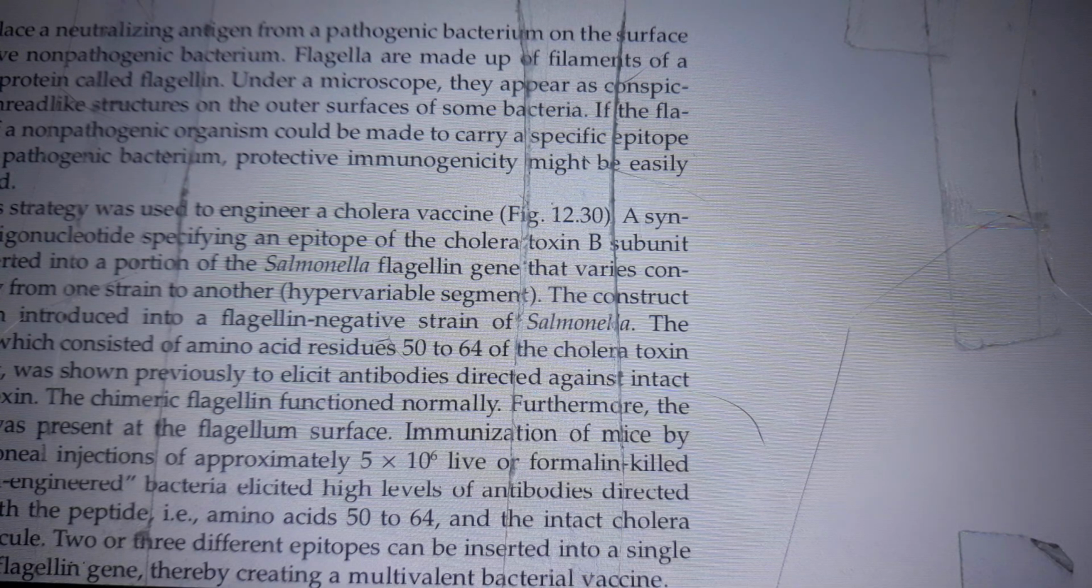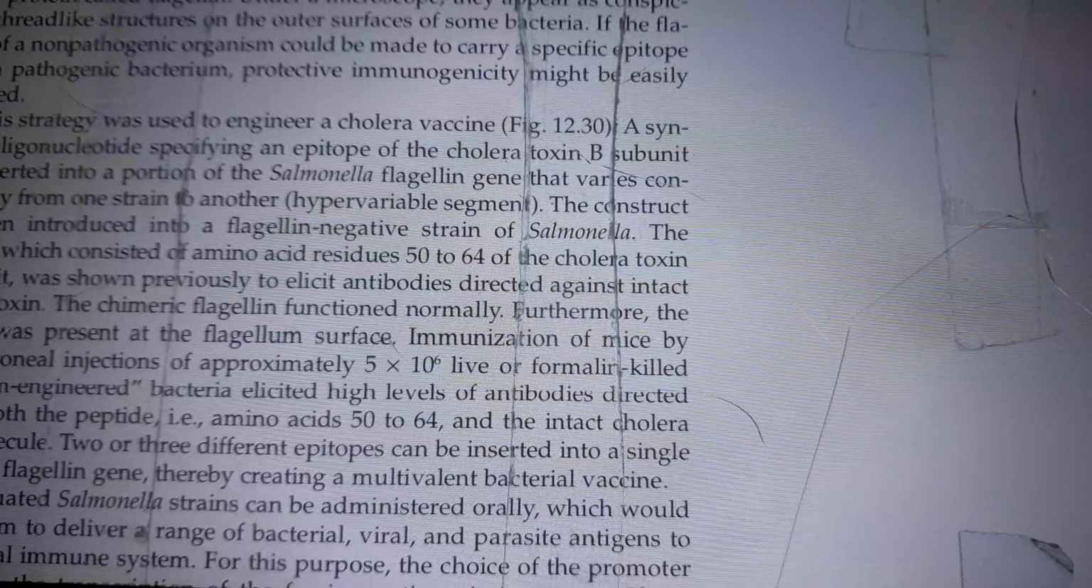Flagella are made up of filaments of a single protein called flagellin. Under a microscope, they appear as conspicuous thread-like structures on the outer surfaces of bacteria. If the flagella of a non-pathogenic organism could be made to carry a specific epitope from a pathogenic bacterium, protective immunogenicity might be easily achieved.